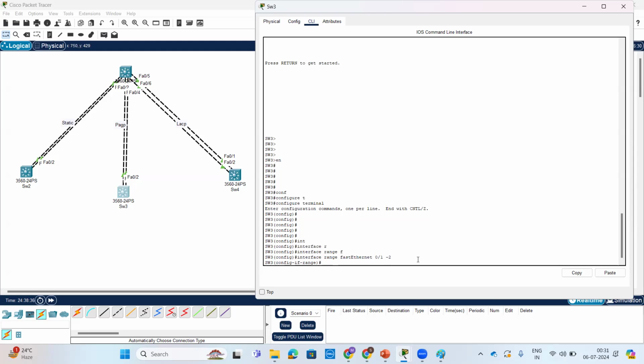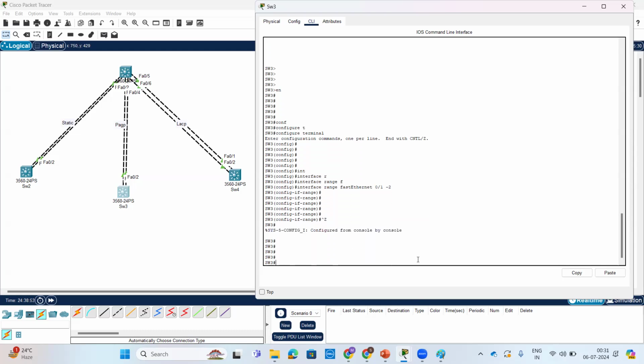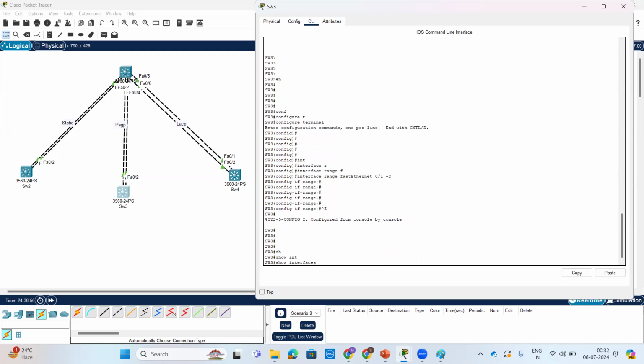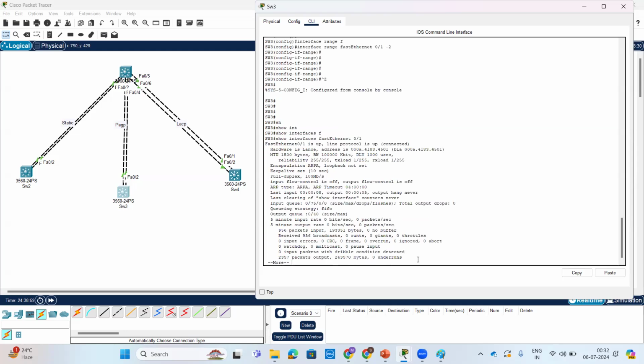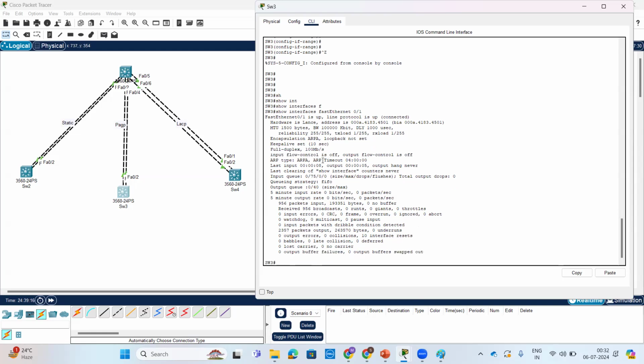Okay. 2 interfaces I have selected, and now move to the configuration of EtherChannel. The requirement of EtherChannel: VLAN must match, native VLAN must match, speed must match, duplex must match. How will we check the duplex? Show interface FastEthernet 0/1. Here these are full duplex. You can verify this link has 100 Mbps and the other link also has 100 Mbps.